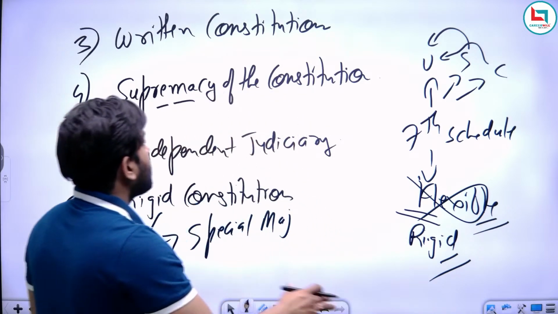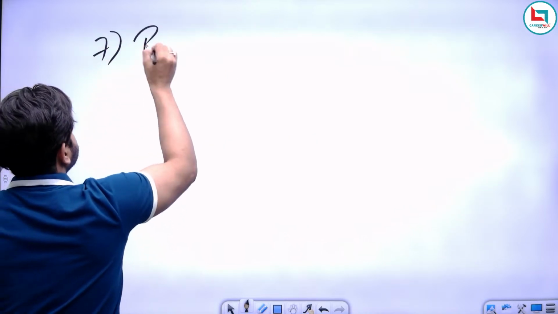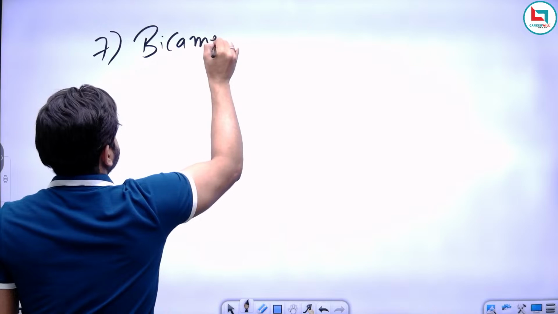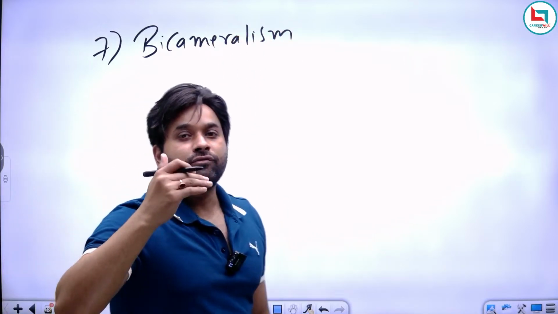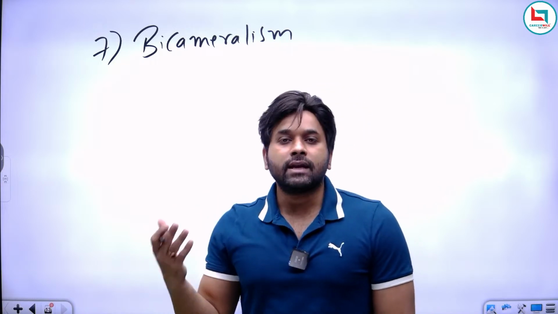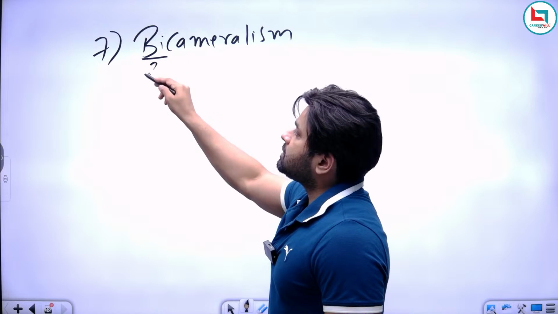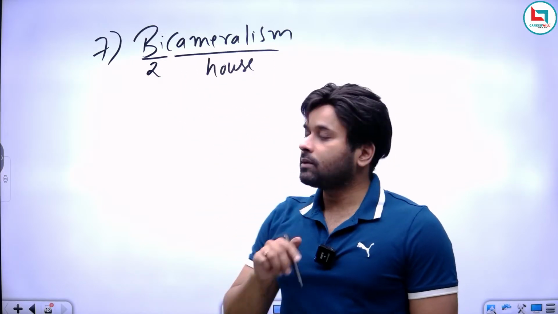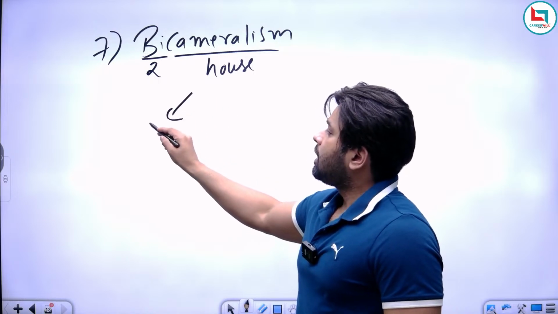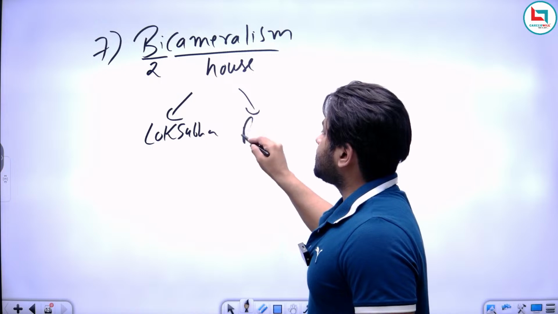Okay. So I think we are done with the, no, there's one more feature remaining in the federal features, and that is the seventh feature, bicameralism. Now, what is bicameralism? Bicameralism is also a feature of the federal system. First, you understand the meaning of bicameralism. Bi means two, cameral means house. So bicameralism means two houses. These two houses are, first, Lok Sabha and the second is Rajya Sabha.